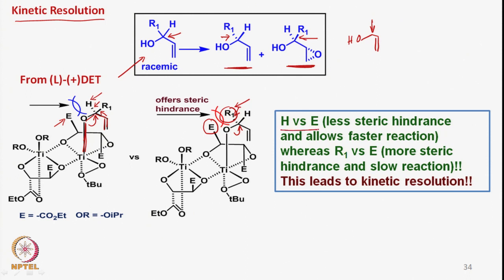So it is H versus E. E is ester, which is offering less steric hindrance and therefore faster reaction, and that is the reason why this epoxide has formed first, and then you have R1 versus ester, which is sterically more hindered, and therefore it is a slow reaction, and this is how it leads to the kinetic resolution. Interestingly, when this reaction is carried out, we can get almost 100% optically pure epoxide and almost 100% pure optically active allylic alcohol, which is not epoxidized, almost like 95-98% enantiomeric excess that we can expect. So this is how the kinetic resolution occurs.